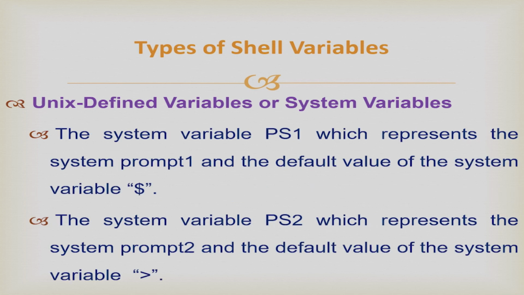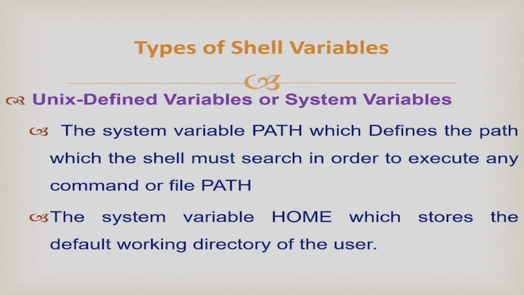Let us see some examples of Unix defined system variables. The system variable PS1, which represents the system prompt 1 and its default value is $. The system variable PS2, which represents the system prompt 2 and its default value is greater than symbol. The system variable PATH, which defines the path which the shell must search in order to execute any command or file path. The system variable HOME, which stores the default working directory of the user.